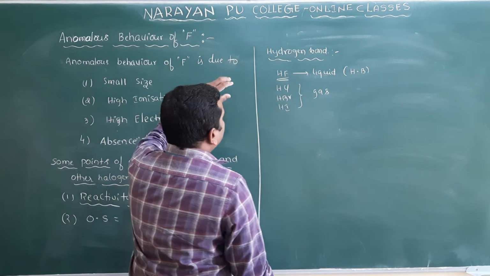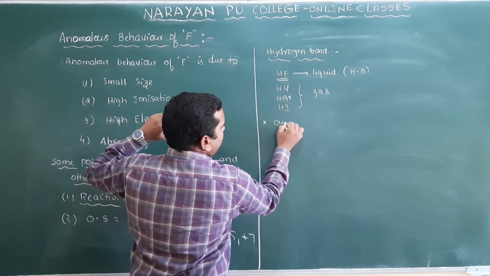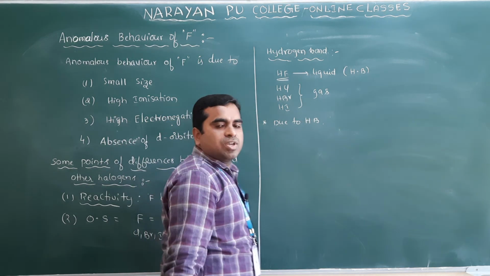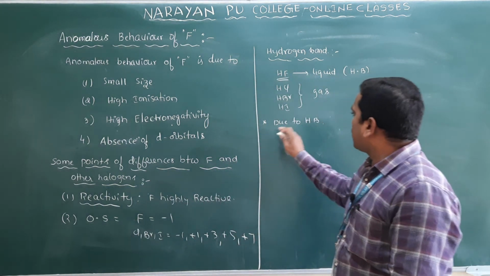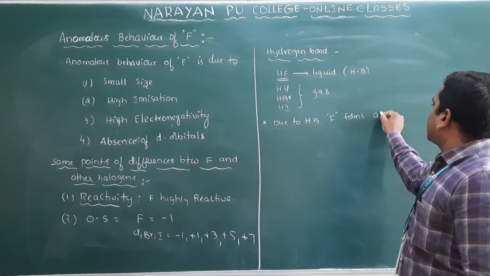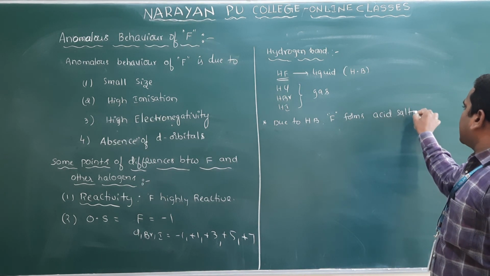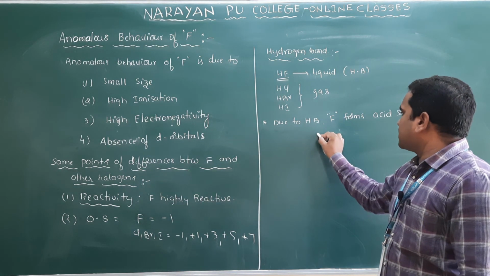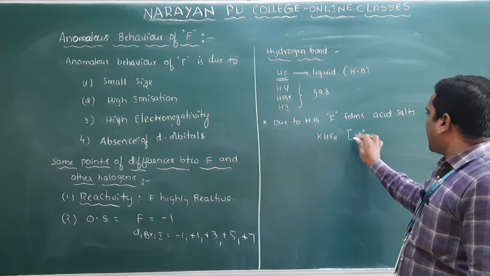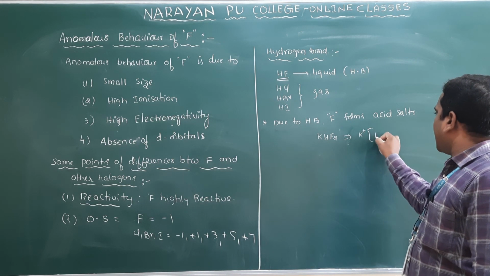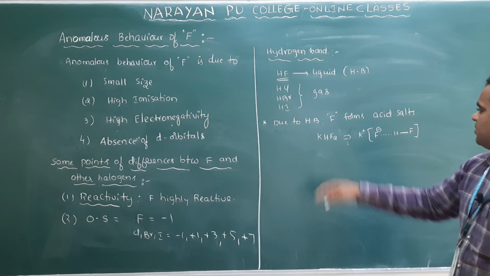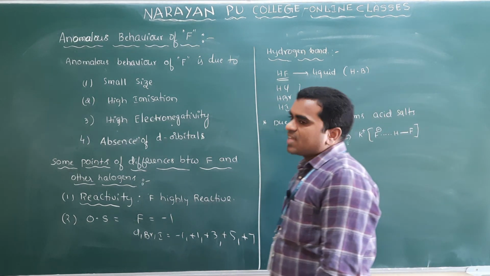Clear? And also you know that due to hydrogen bonding, fluorine forms acid salts. Clear? Due to hydrogen bonding, fluorine forms acid salts. What is the type of acid salt? KHF2. You see, this is how we can write it: K plus and F minus with hydrogen bonding to HF. This is a salt. Clear, boys? So that is another one.